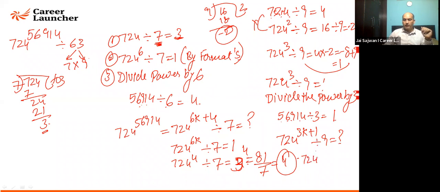I know it is 724 to the power of 3k into 724 to the power of 1 divided by 9. The remainder is again 4. Is that fine? Because this leaves a remainder of 1, this leaves a remainder of 4. They are multiplying, remainder is 4. Is that clear now? Again, you three people. Atya, Ritik, and Steffi.